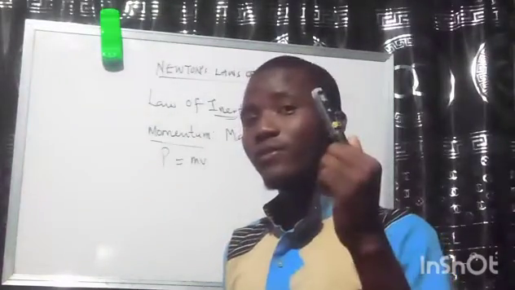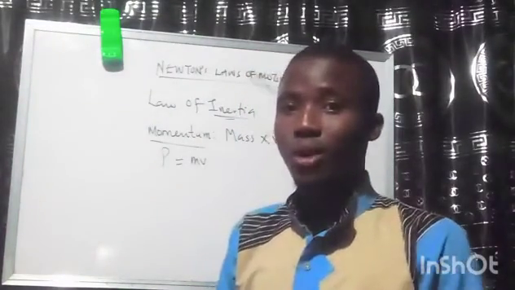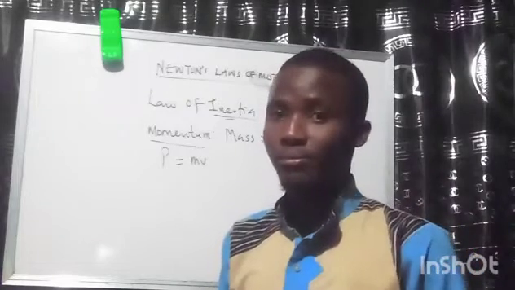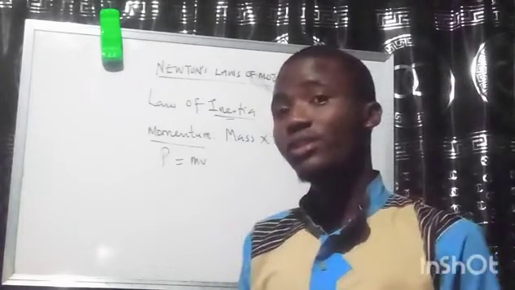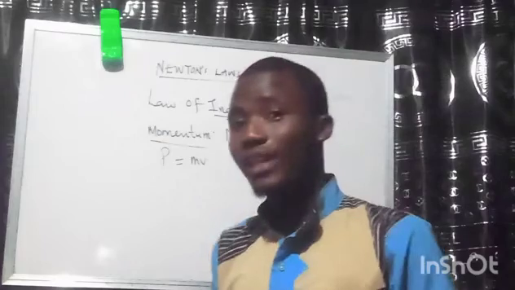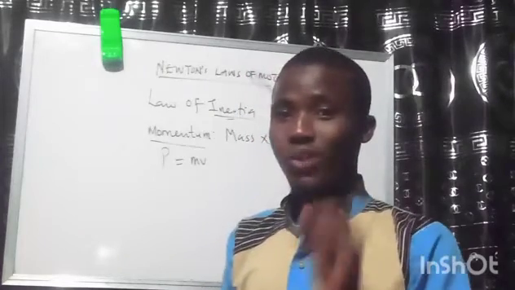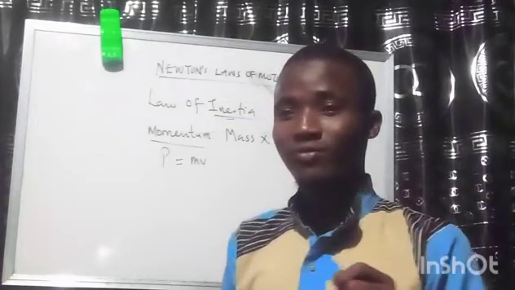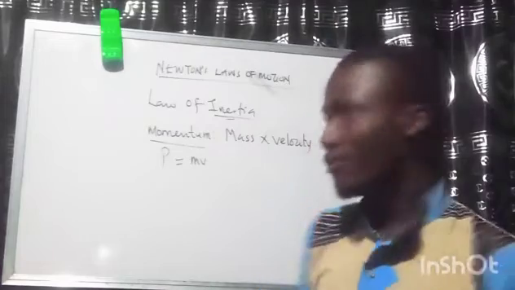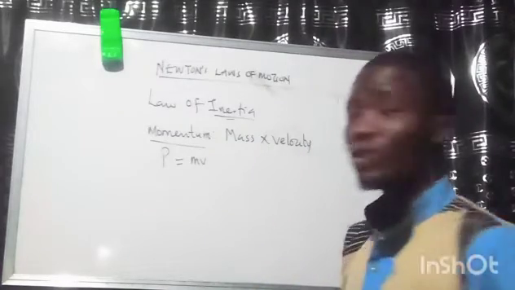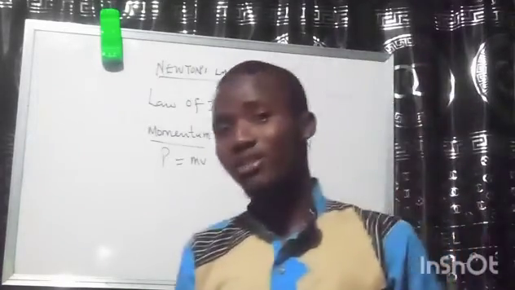So if a body of mass 20 kilograms is moving with a velocity of 5 meters per second, what will be its momentum? That will be 20 times 5, which is what? 100 kilogram meters per second.